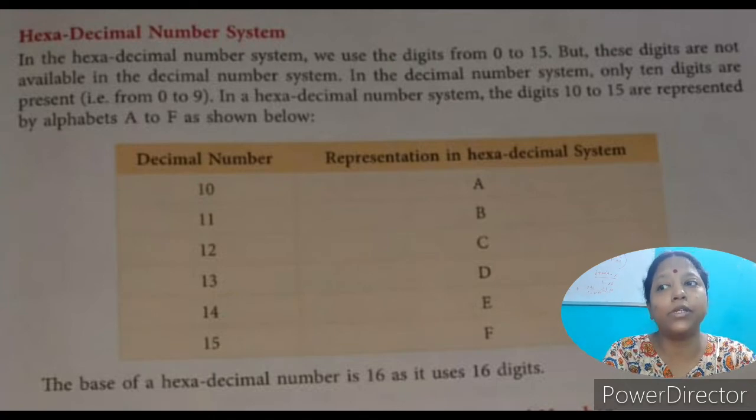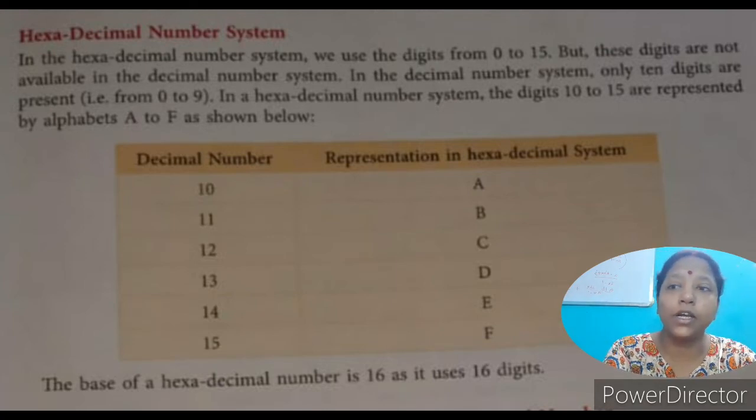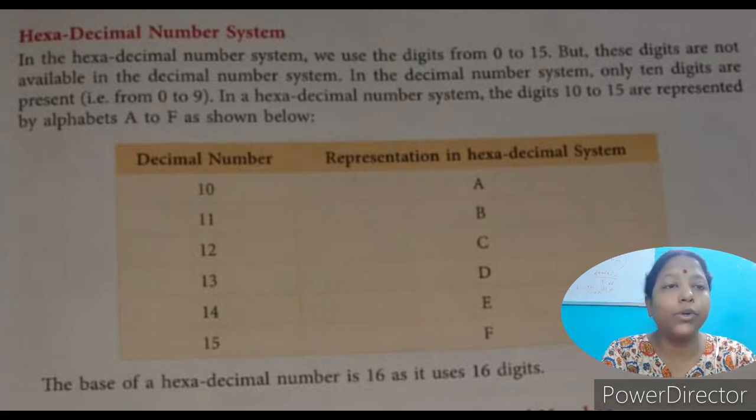In the hexadecimal number system, the digits 10 to 15 are represented by the alphabets A to F. This is the new thing: in the hexadecimal number system, the number 10 is represented as A, 11 as B, 12 as C, 13 as D, 14 as E, and 15 as F. So the base of this hexadecimal number system is 16. Now we start the conversion: decimal number to hexadecimal number.